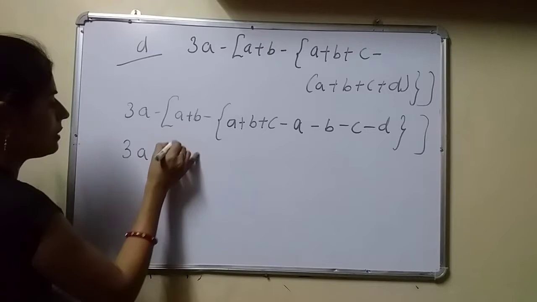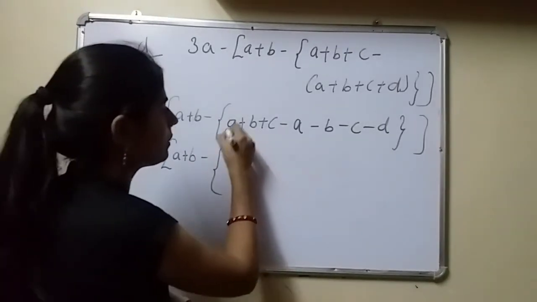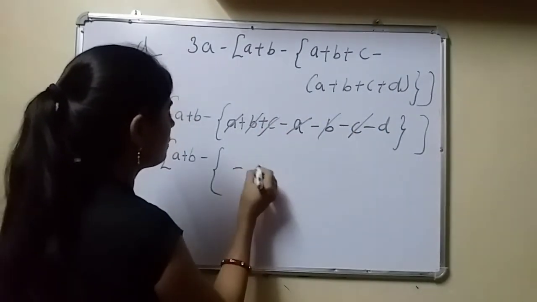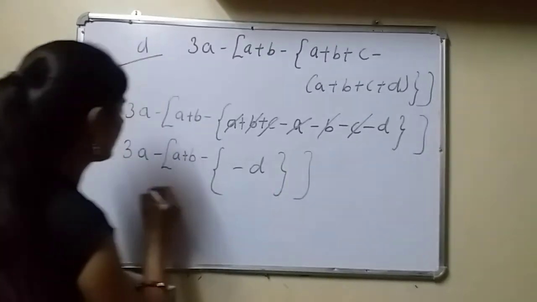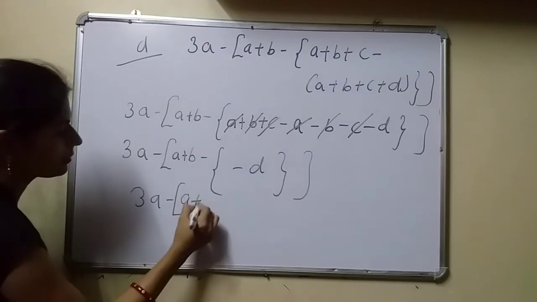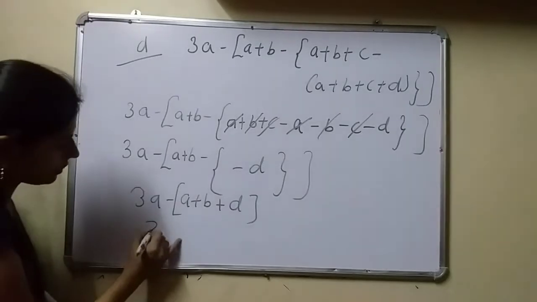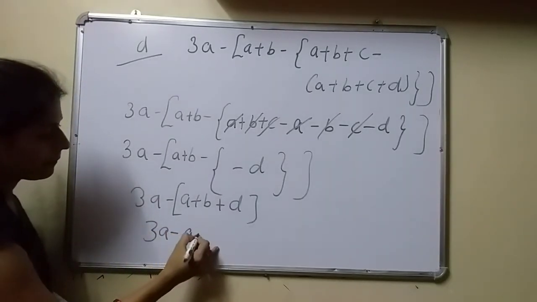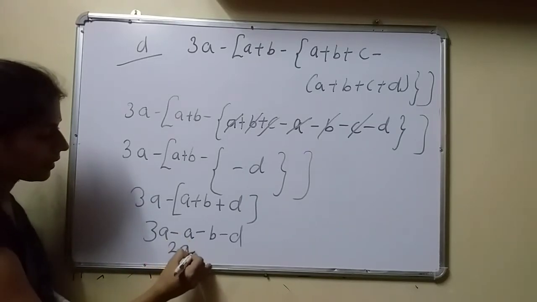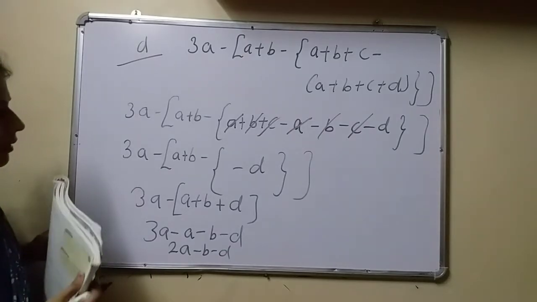Now see, 3a minus a plus b minus. Now see, this is a, you can directly subtract it. See, only minus d is remaining here. Now 3a minus a plus b minus minus plus d. 3a minus a minus b minus d, so 3a minus a will become 2a minus b minus d.